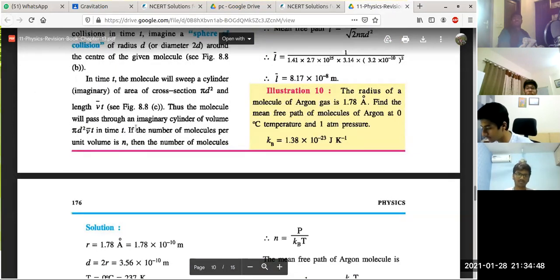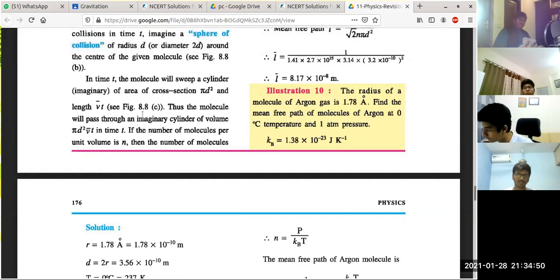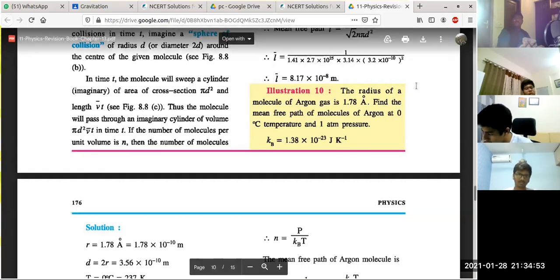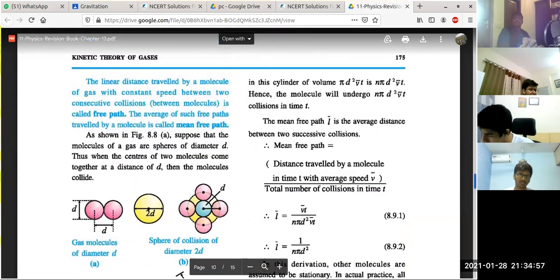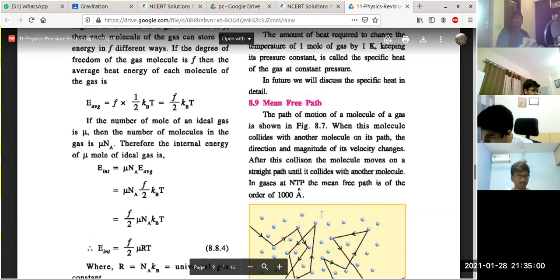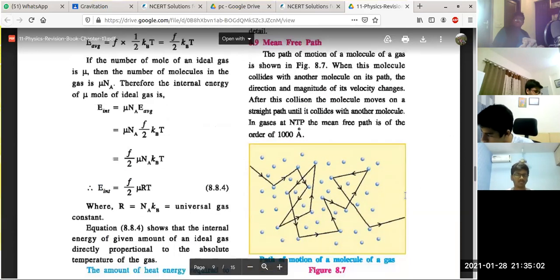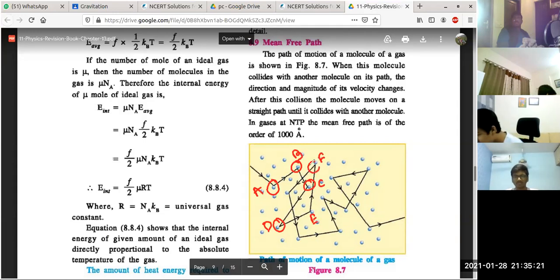Saksham, can you see whether mean free path is there in the NCERT book or not? Yes, sir, it is there. Now look, listen to what mean free path is. Mean free path is this: molecules collide every time, right? Suppose it starts from here, then goes here, then goes here. It hits here, then hits here, A, B, C, D, and then E and F. Do you get it?